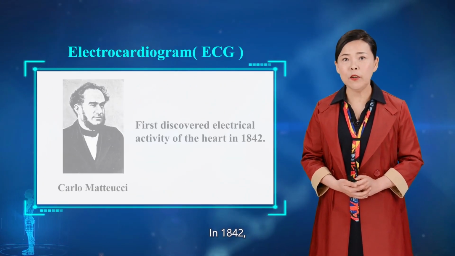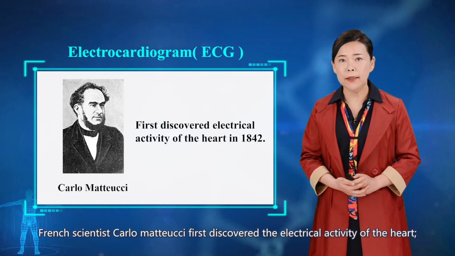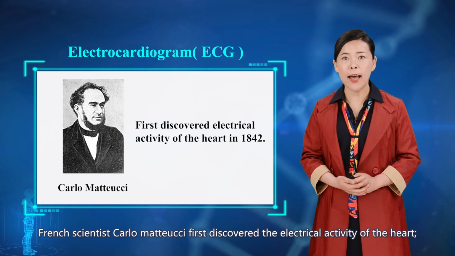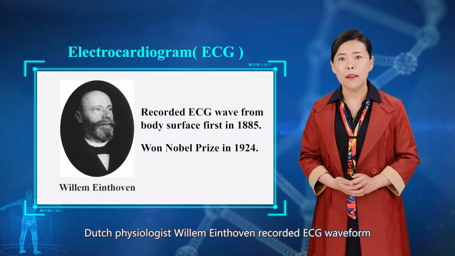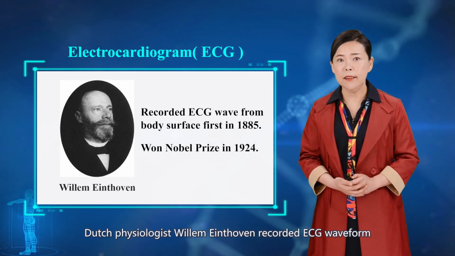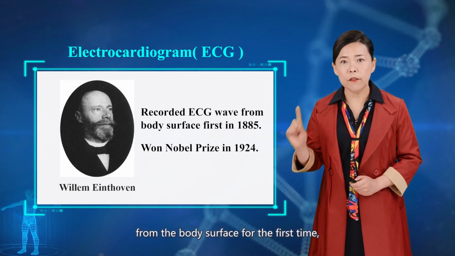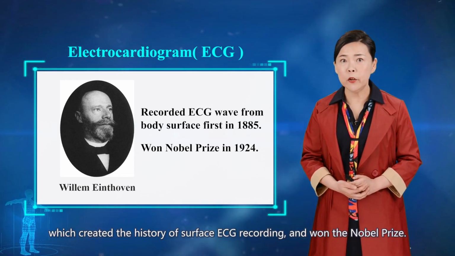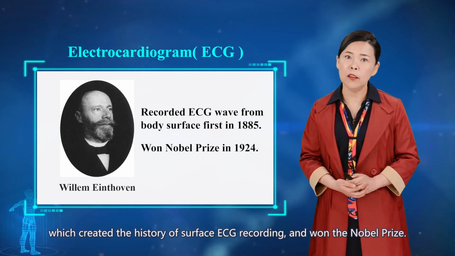In 1842, Italian scientist Carlo Matteucci first discovered the electrical activity of the heart. In 1885, Dutch physiologist Willem Einthoven recorded ECG waveforms from the body surface for the first time, which created the history of surface ECG recording and won the Nobel Prize.